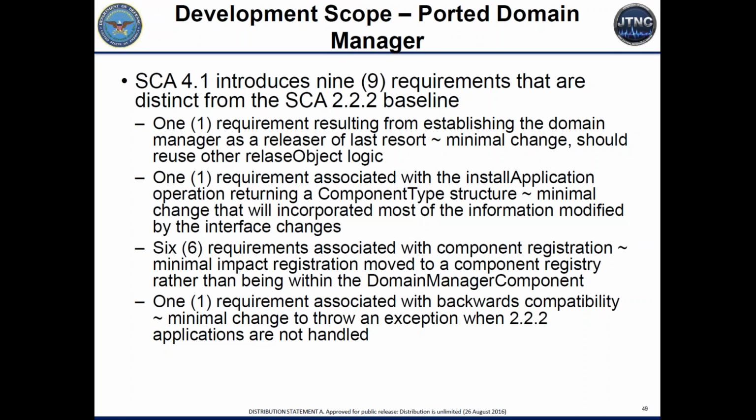And there is one new requirement that needs to be provided by a 4.1 implementation that's associated with backwards compatibility, but not necessarily a backwards compatibility thing. It's just a new exception that needs to be thrown if the core framework's going to notify a consumer that 222 applications aren't handled. So that sums up what I wanted to talk about.